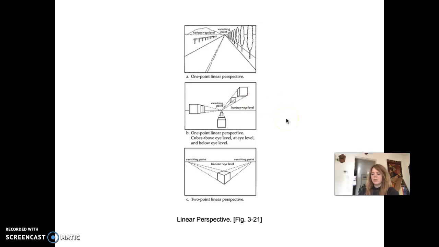So here's a diagram that shows linear perspective. Figure A shows that parallel lines converge at a singular point as they move off into the distance. This is called the vanishing point. If you were to take a picture, you would see this. The road would get smaller and smaller, any kind of fence would get smaller and smaller, and the tree line would get smaller and smaller and go all into one singular point, which is called, like I said, the vanishing point.